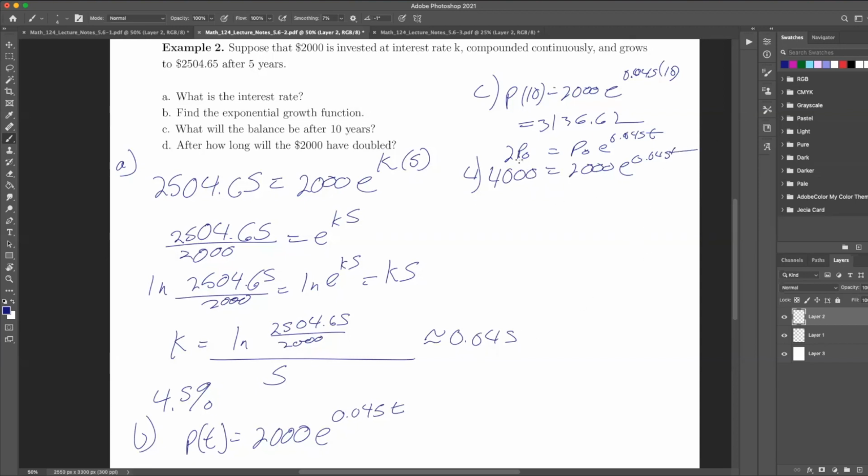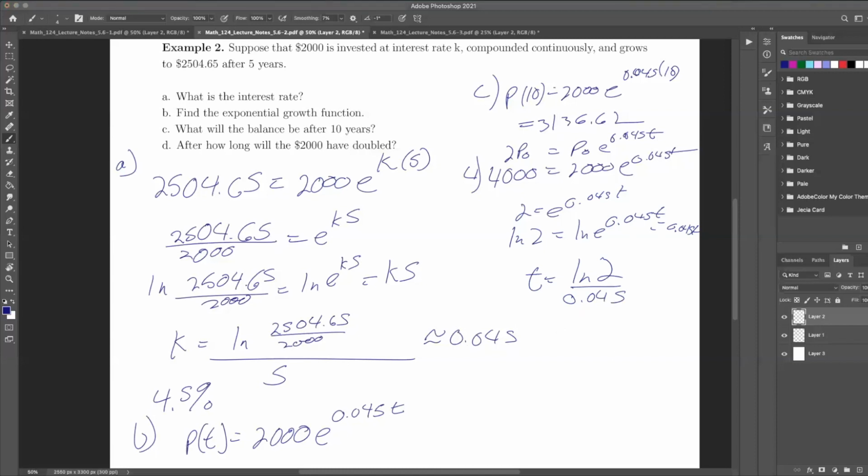All right, so if we solve this, either case, we're going to have 2 here, because either I cross off the 2 p naughts, or I divide 2,000 by 4,000. I'm going to get 2 equals e to the 0.045 t. You take the log of both sides. And so t equals ln of 2 over k, right? That's what this is. And we know what k is. It's 0.045 in this case.